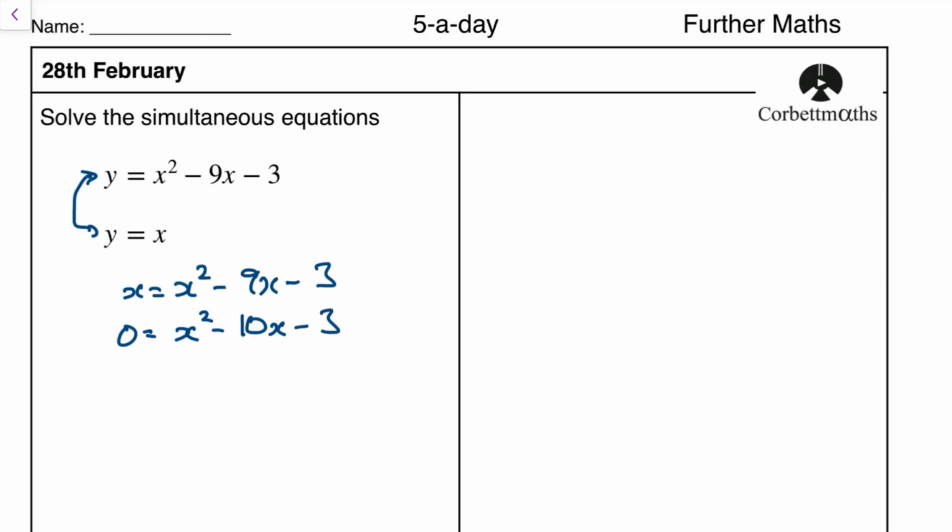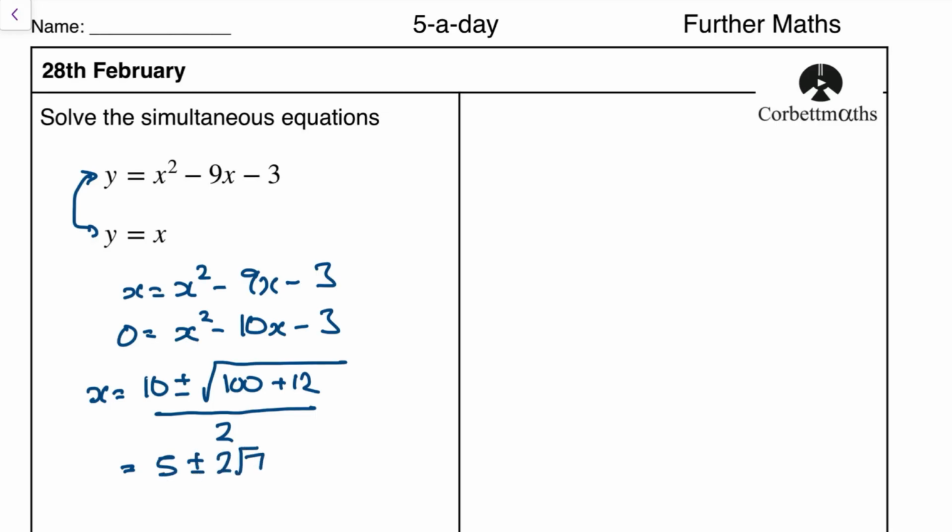Now, can I think of a number that multiplies to make 3 and adds to make 10? Well, annoyingly, I can't, so I'm going to have to either complete the square or use the quadratic formula. Let's use the quadratic formula. So x is equal to minus minus 10, which is 10, plus or minus the square root of 10 squared, which is 100, minus 4 times minus 3, which is 12, so plus 12, and all of that divided by 2. Now let's simplify it slightly. I've got the square root of 112, which is 4 root 7, so this is the same as 5 plus or minus 2 root 7.